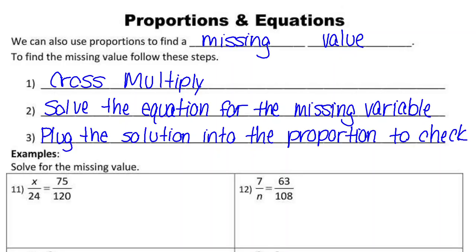but you use the cross multiplication method. So the first thing you're going to do is cross multiply, and then you're going to solve the equation for the missing variable because you put a variable in the place that you don't know. And then you can plug the solution back in and you check to make sure, did it come out to be a true proportion, just like we did on the first page. So let's do a practice.